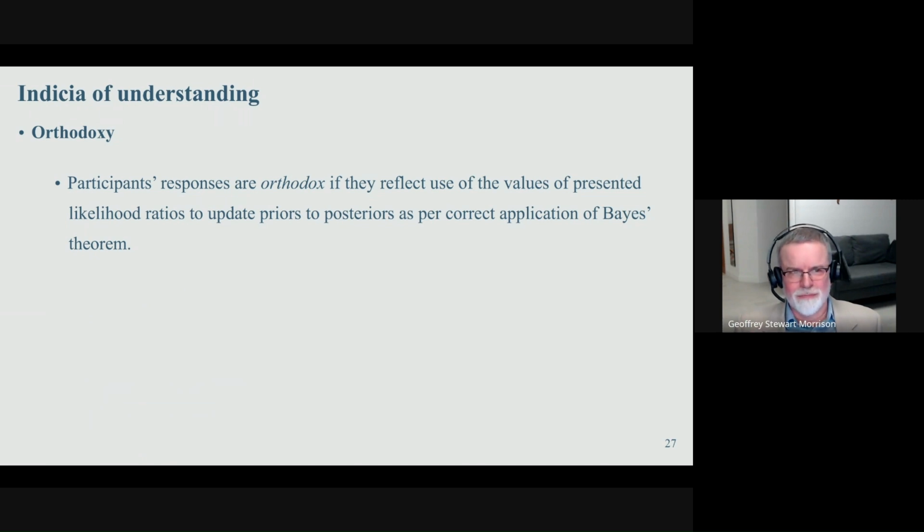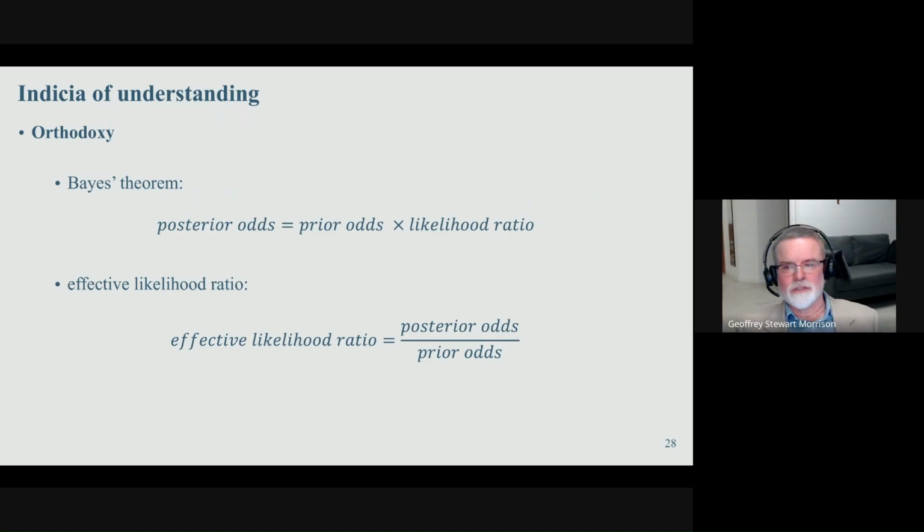Orthodoxy is a higher bar. What orthodoxy means is that participants' responses are orthodox if they reflect use of the values presented, or the likelihood ratio of values presented, to update priors to posteriors as per correct application of Bayes' theorem. So in Bayes' theorem, the posterior odds equals the prior odds multiplied by the likelihood ratio.